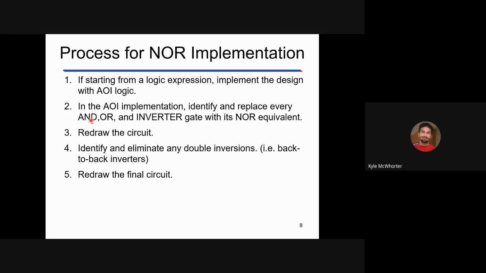Then we are going to replace all the AND, OR, and inverter gates with the NOR equivalents, and redraw that circuit. And then what we're looking for is any double inversions, so back-to-back inverters in line. Those cancel each other out, and then we redraw our final circuit.